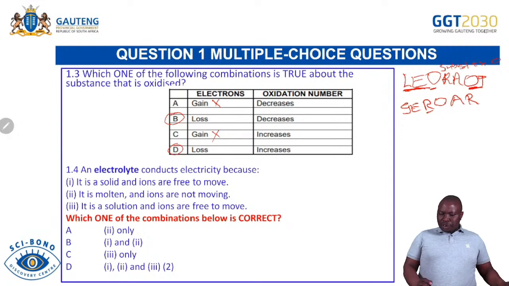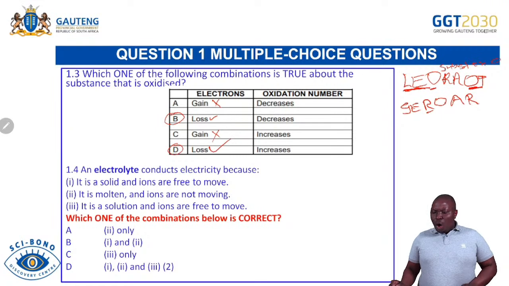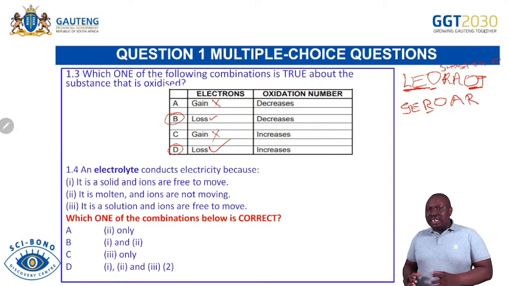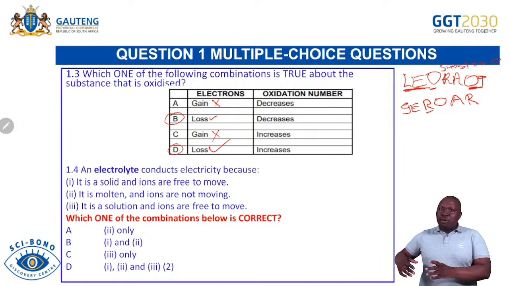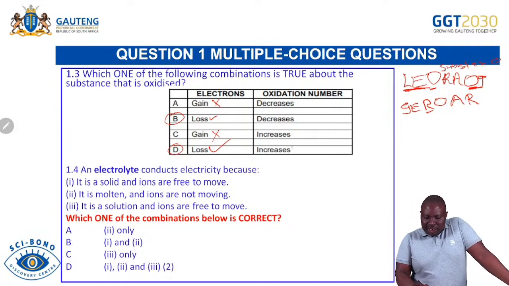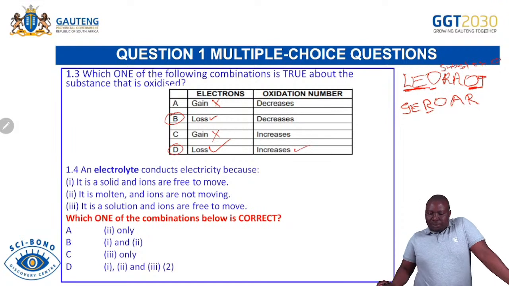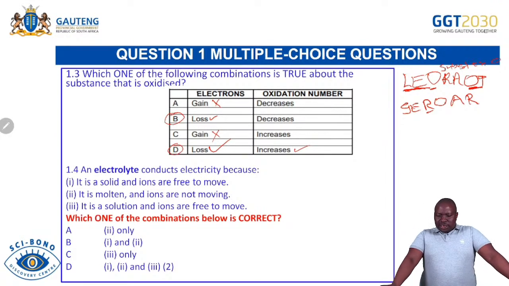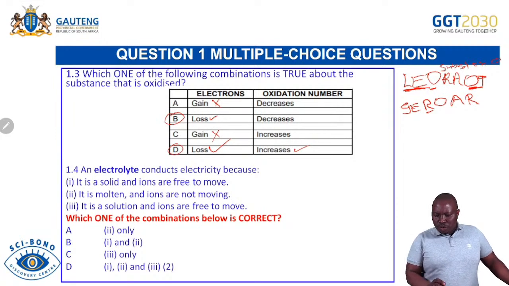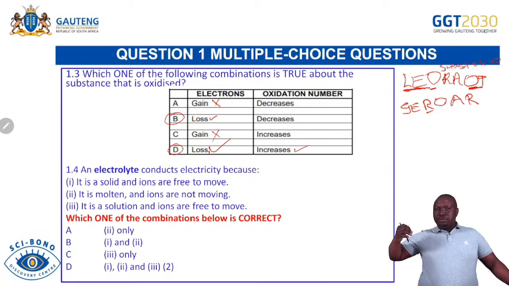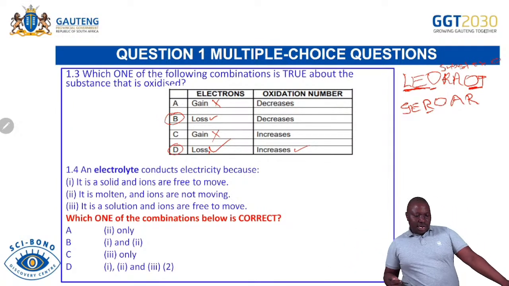Let's look at this one. We're saying the electrons will be lost, so that is correct for both of those 2. And then the oxidation number. Remember, I said oxidized means increase, which means the oxidation number will increase. So the option that has an increase in oxidation number is option D. So when you answer multiple choice this way, you are 100% sure that you got the answer correct. So 1.3 will be D. Why? Because a substance that is oxidized is a substance that loses electrons. It's the substance that undergoes oxidation, which means the oxidation number increases. I hope we are together.